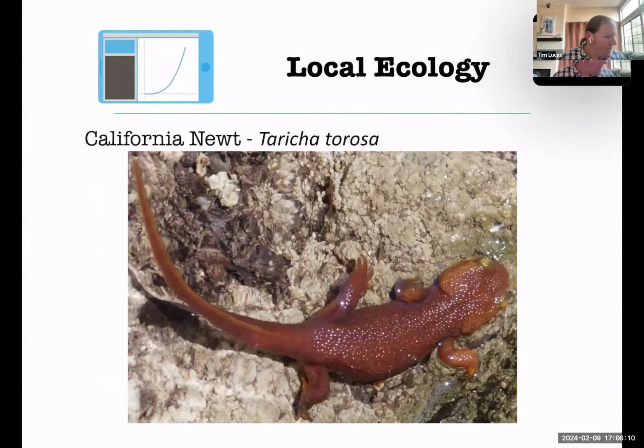So I'm going to tell you about two things during this talk. One, I'm going to show you a progression of some models that are focused on some local ecology, and that's to give you a sense of how I use the app in class. And then I want to finish up with some semester projects that the students do for modeling, and how we use Slopes for those semester projects.